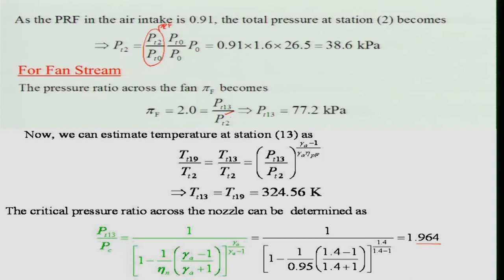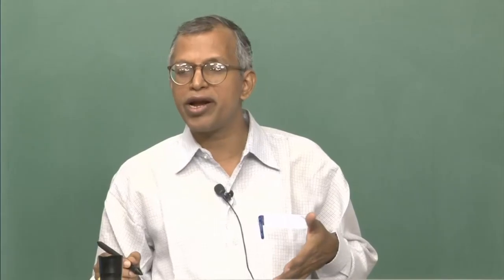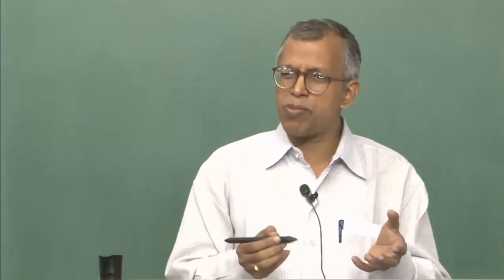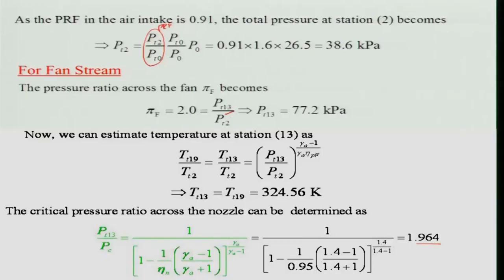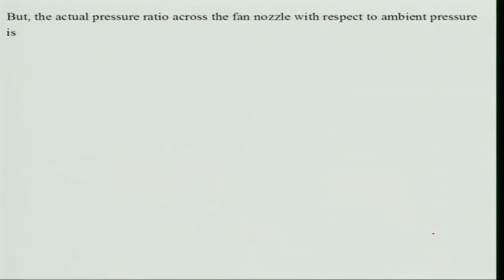1.92. We had seen in the turbojet also, if your efficiency is 0.95, you will get that value; otherwise it will be a little smaller or higher depending upon the efficiency of the nozzle. Now we need to find out the pressure ratio PT13 by P0, the actual pressure ratio across the fan nozzle with respect to ambient pressure. That will be 2.91.